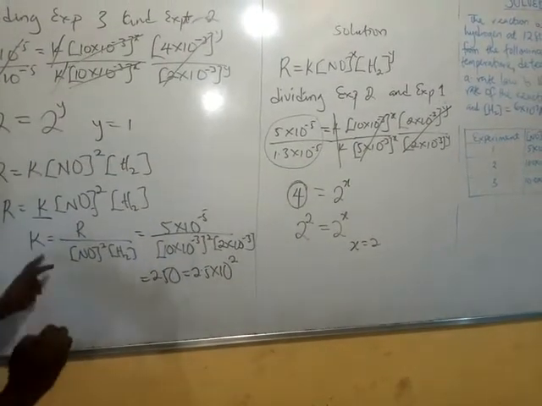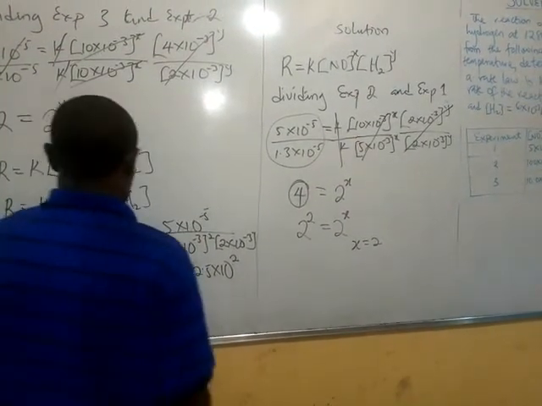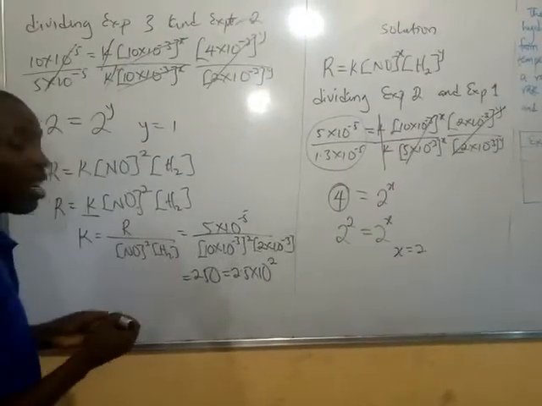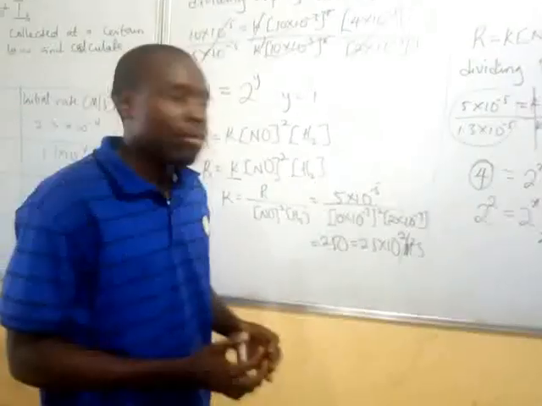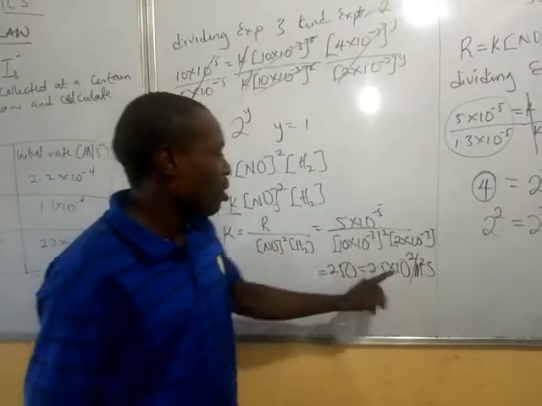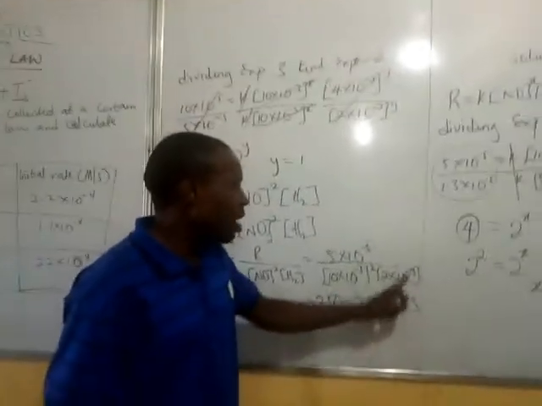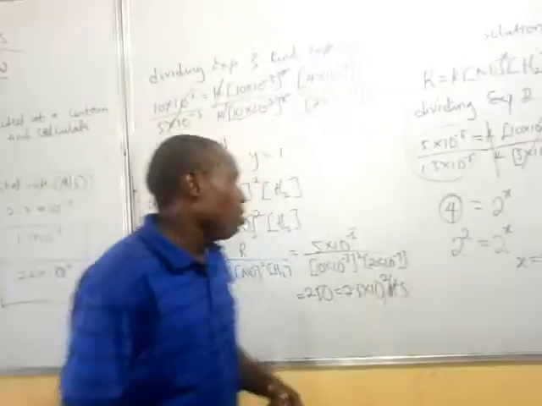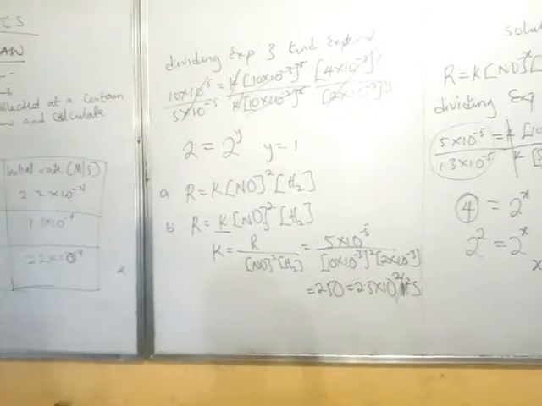And the unit for K here, alright. Now the unit of K is, because it is a third order reaction, per meter square seconds. Alright, we quickly move straight to the next question.